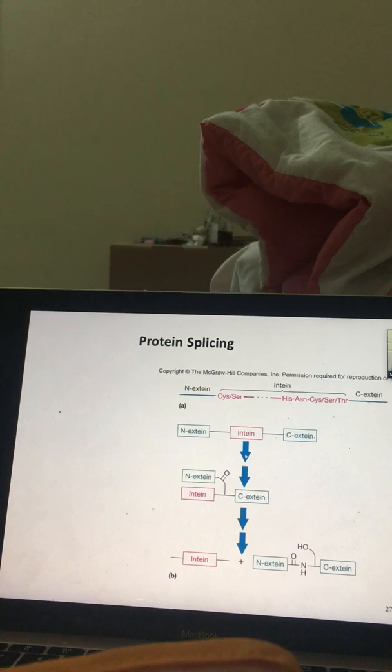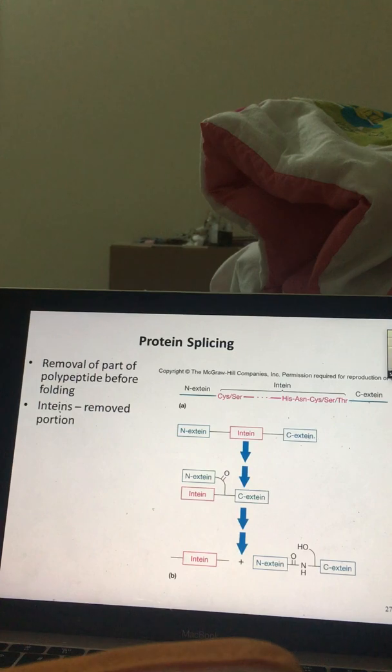Another mechanism that will be operative on proteins once they are made is protein splicing. Now, you've been talking about gene splicing quite a bit when you do the genetics, but protein splicing also occurs to make an inactive protein, or a pre-protein as we call it, into an active protein. So removal of parts of the polypeptides will occur before the protein starts to fold. These areas are called inteins.